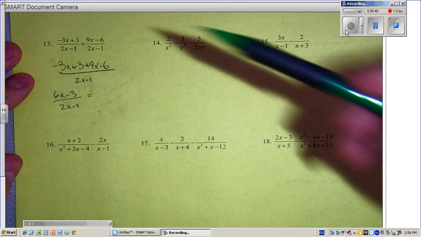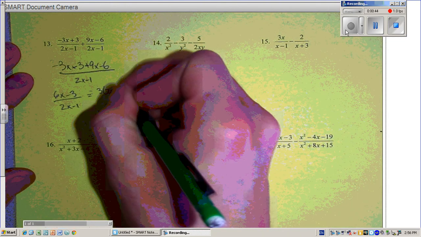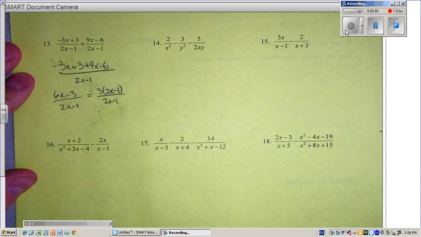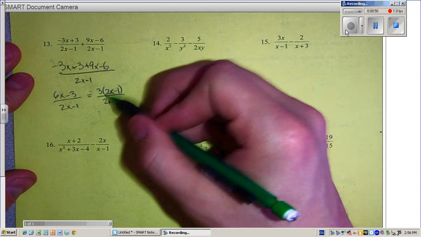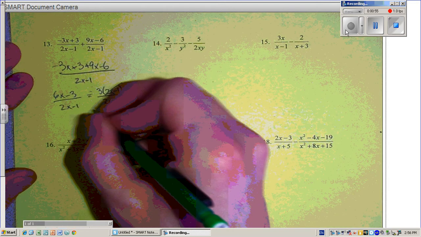And if you look at the numerator, we can factor out a GCF of 3. So I'm left with 2x minus 1 times the quantity 3 and 2x minus 1 in the denominator. Look for common terms, which we see 2x minus 1, 2x minus 1, which reduces to 1. And we're left with our final answer, 3.